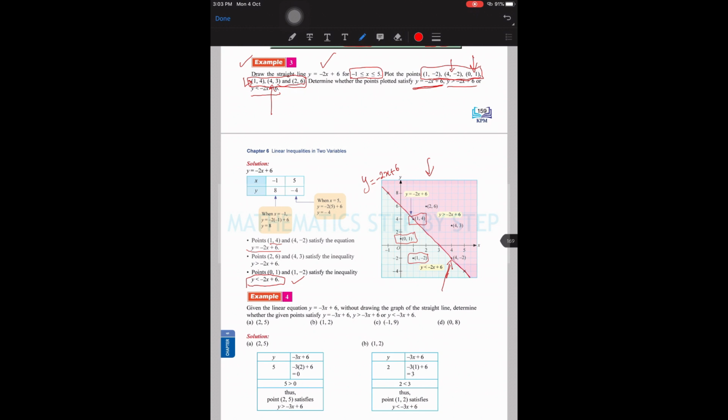Then (4, 3) is here. It is situated above the straight line. So it satisfies y is greater than negative 2x plus 6. And lastly, (2, 6) is here. It is situated above the straight line. So it satisfies y is greater than negative 2x plus 6, okay?